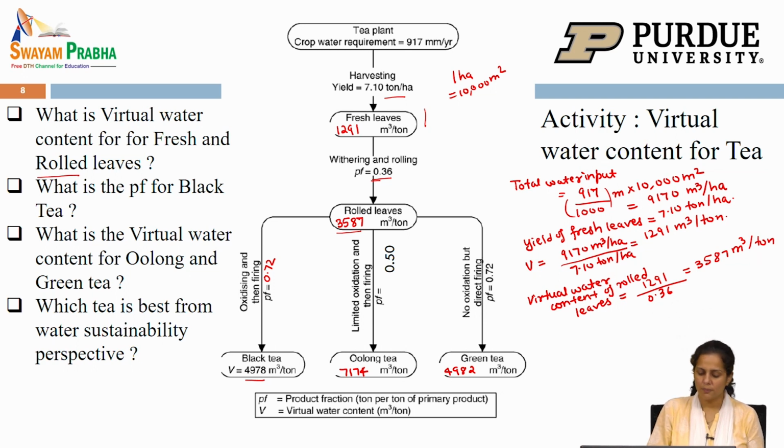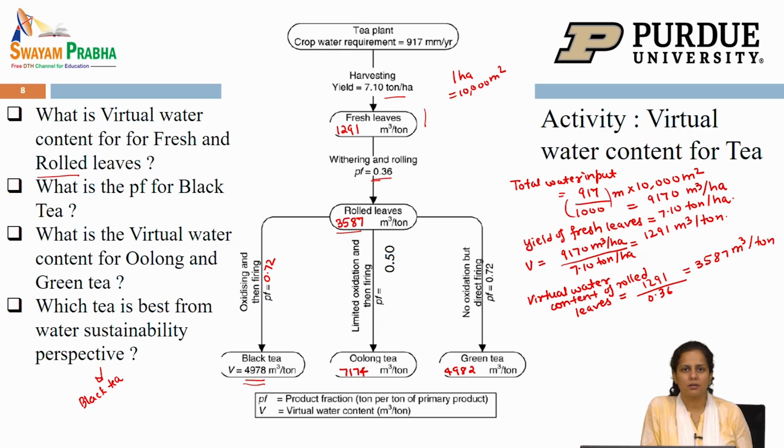So, here if you compare your black tea, oolong tea and green tea, your black tea has the lowest amount of virtual component, which is virtual water content, which is 4978 as compared to green tea, which is 4982, and oolong tea is highest. So, in that case, from the sustainability perspective, your black tea is the preferred option if you care about the water stress or the water sustainability.